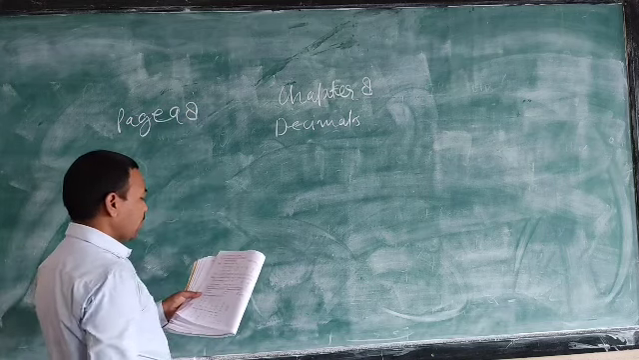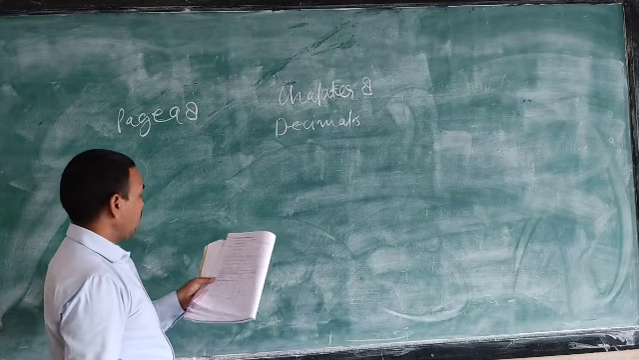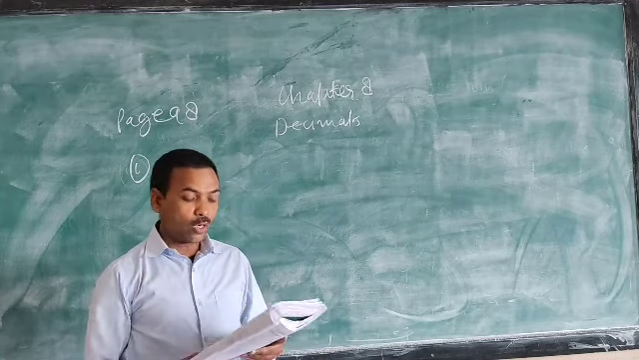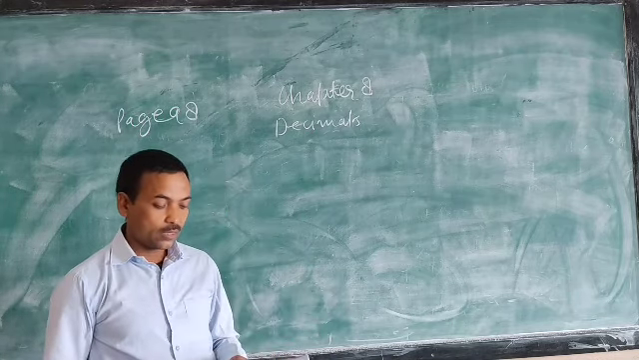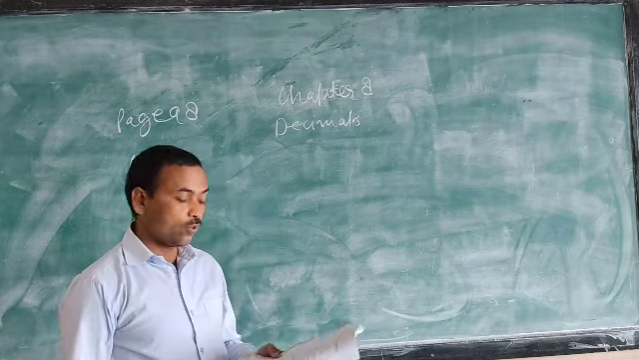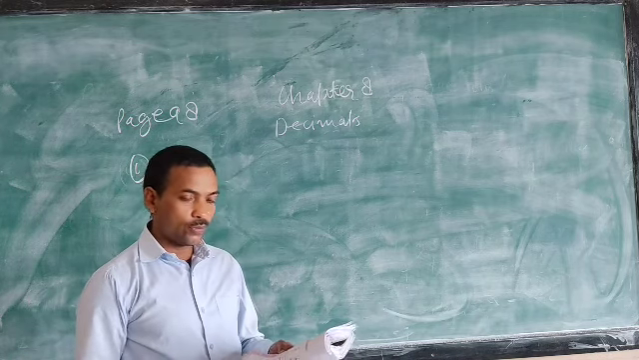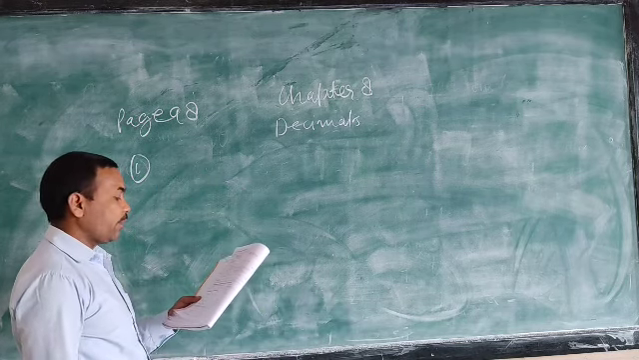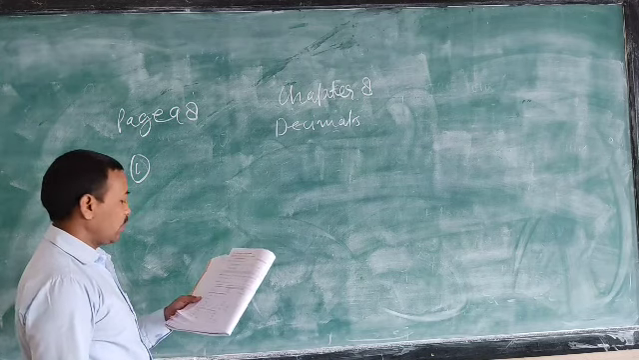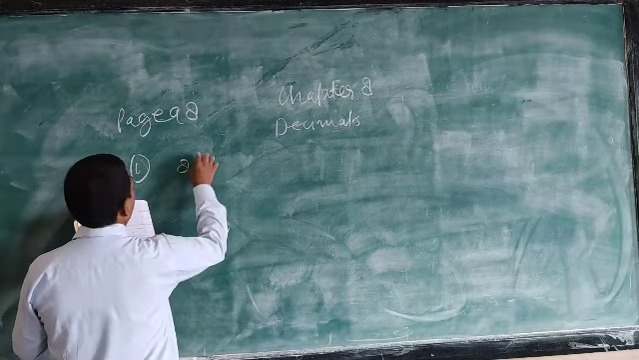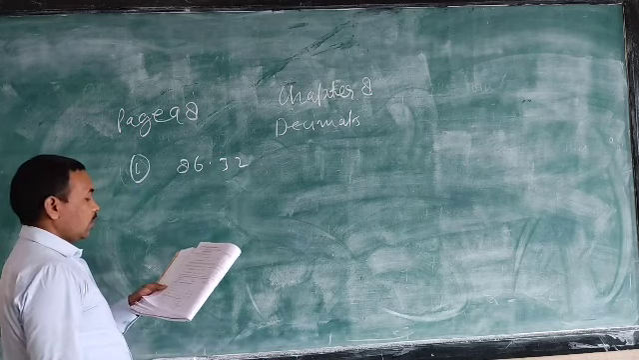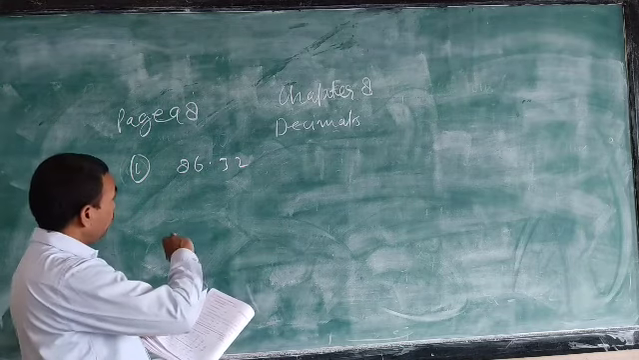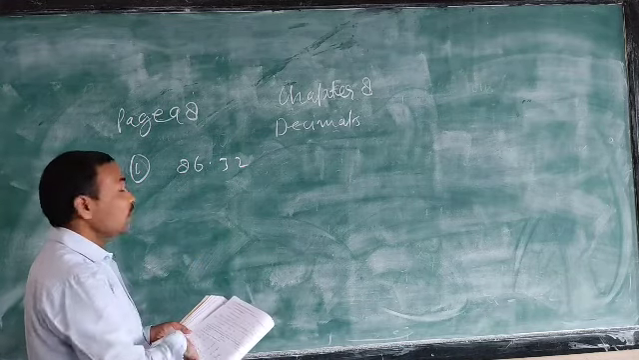Page number 98. Here it asks you to express the following numbers in fractions and in decimals. Question number 1. Children, time is very less. I want to do more and more questions in short time. You can see the question from your notebook. First one, here given 86.32. Here it is asking to write in expanded form, both in fractional form and decimal form.